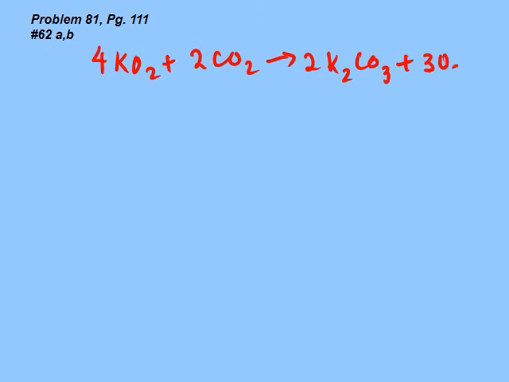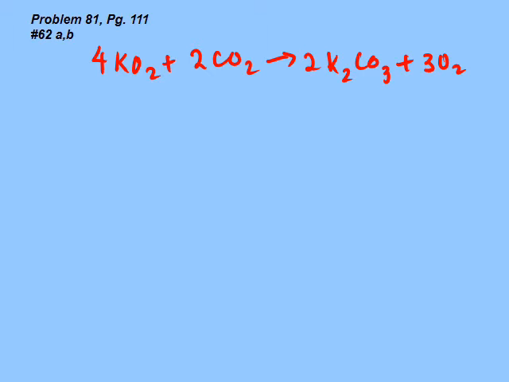4KO2 plus 2CO2, that gives 2K2CO3 plus 3O2. Let me double check this. 4KO2 plus 2CO2 giving 2K2CO3 plus 3O2.